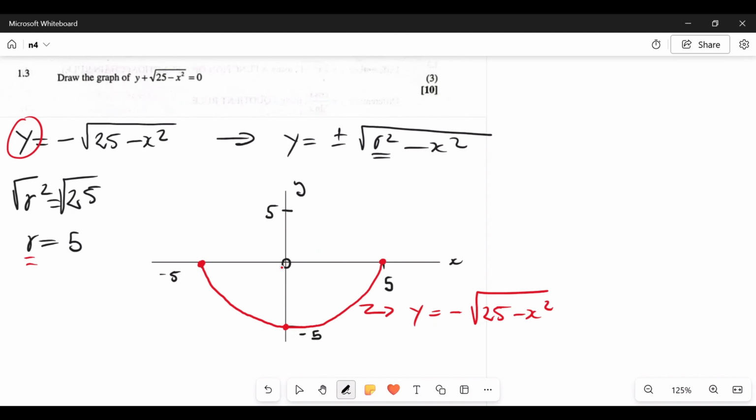I hope you managed to understand this one as well. Really, it is not that difficult. It can be confusing because we have lots of semicircle graphs there. But this one was the lower semicircle.